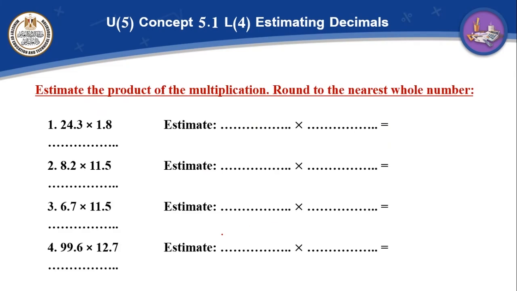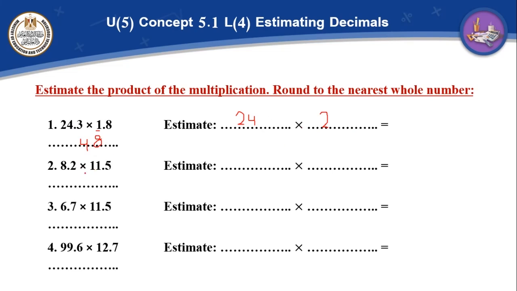Let's solve some exercises about estimating decimals. Estimate the product of the multiplication, rounding to the nearest whole number. We determine the nearest whole number, so the nearest ones. 24 and 3 tenths: the 3 is weak, so it will be 24. 1 and 8 tenths, nearest to the ones, the 8 is strong, so 1 will be 2. So 24 times 2 equals 48. 4 times 2 equals 8, and 2 times 2 equals 4.